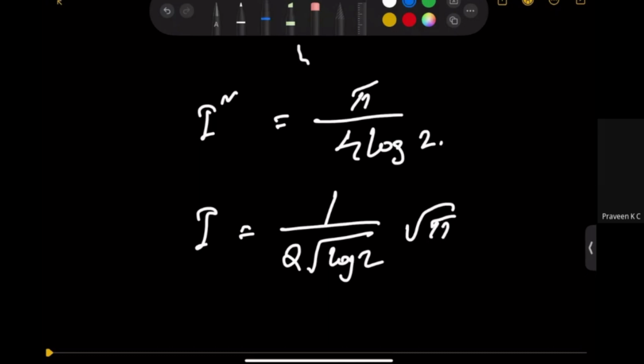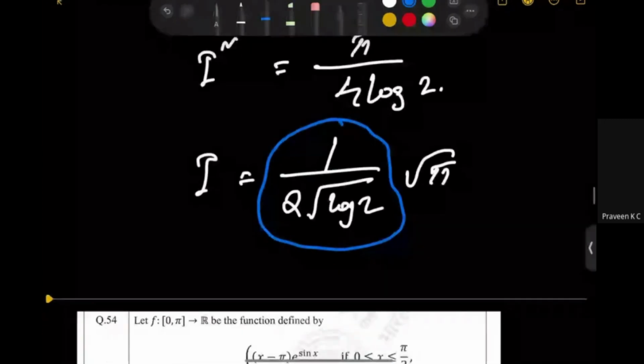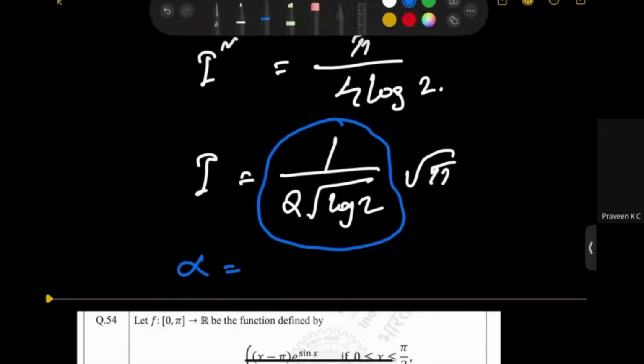So this is our alpha now, right? Alpha is 1 by 2 square root of log 2, times root pi, and that is approximately 0.6.